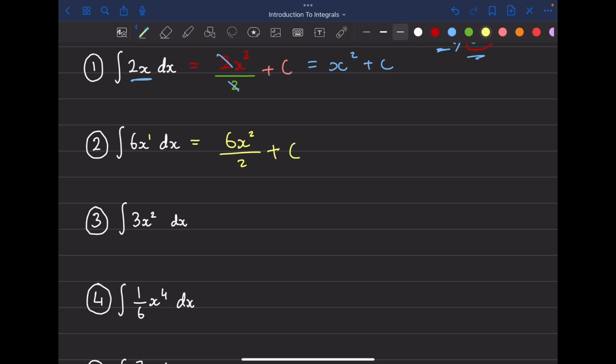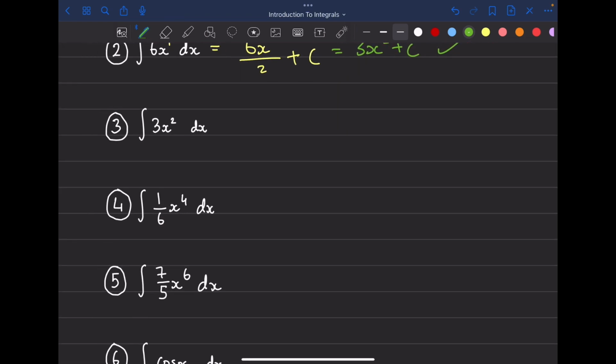And you're done once again. Let's simplify a bit more. 6 divided by 2 is 3, so you'd have 3x squared plus c. And you are done. That's question number 2. Pretty easy so far. Question number 3, the exact same thing.